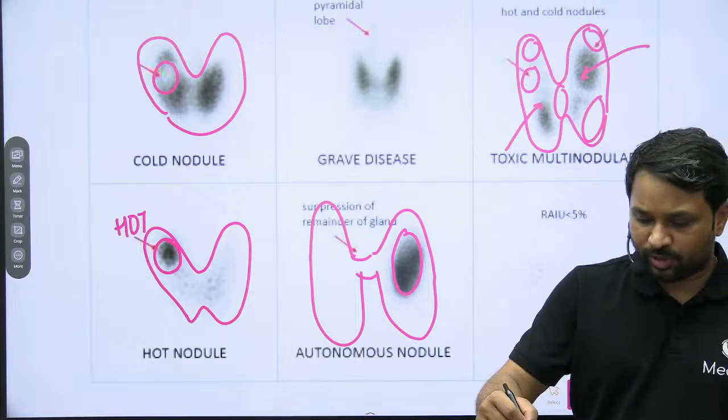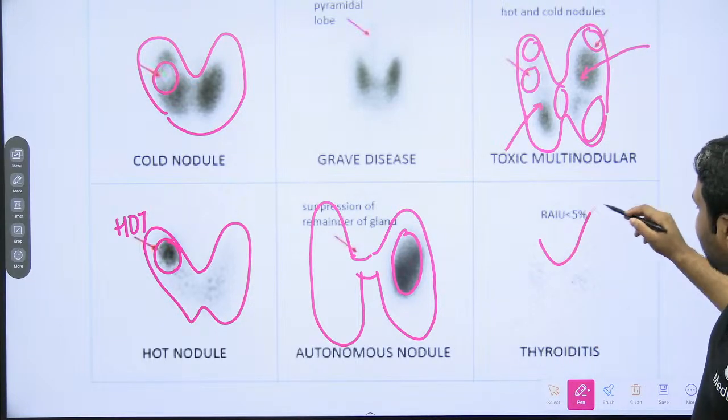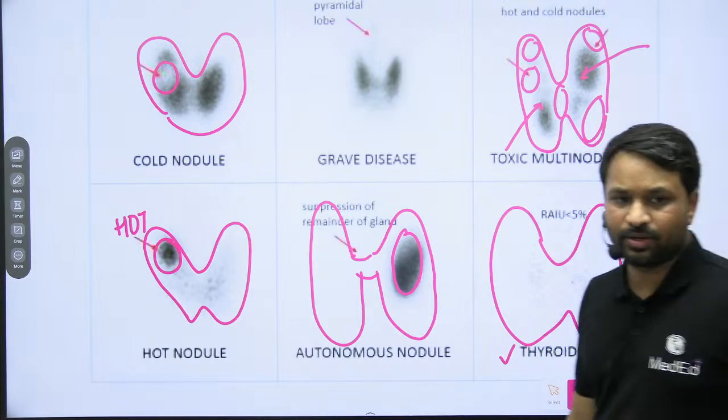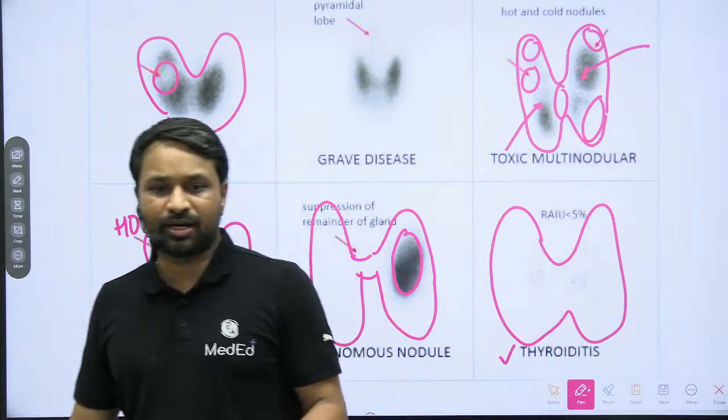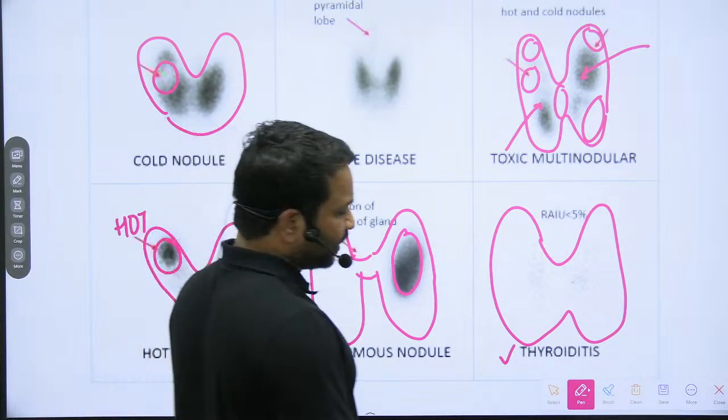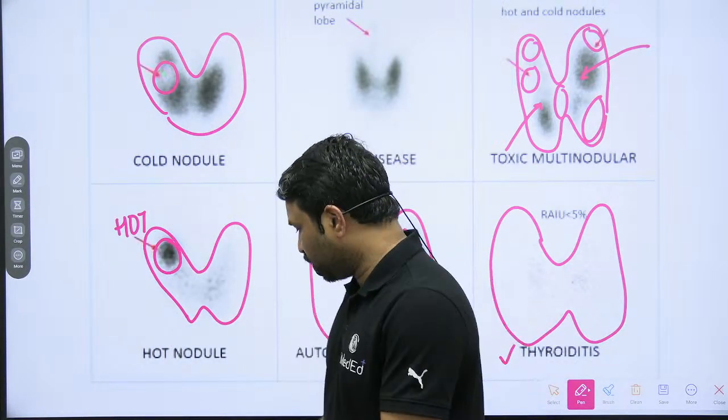If the entire gland is damaged, you see very little uptake throughout the gland. This is a picture of thyroiditis, and that is going to be our discussion for the next topic. So this is how the interpretation of your radioactive iodine scan is going to look like.